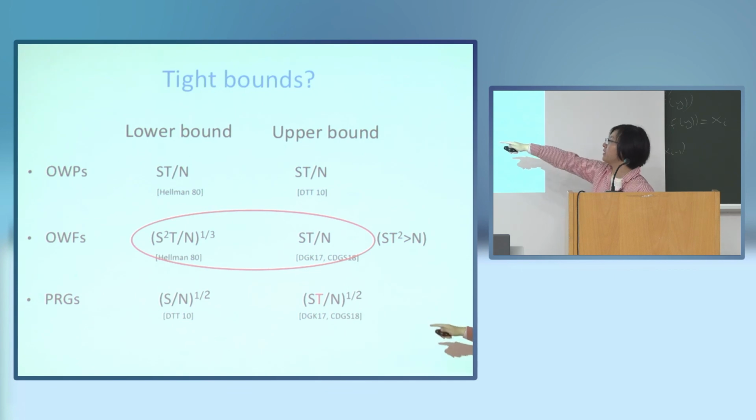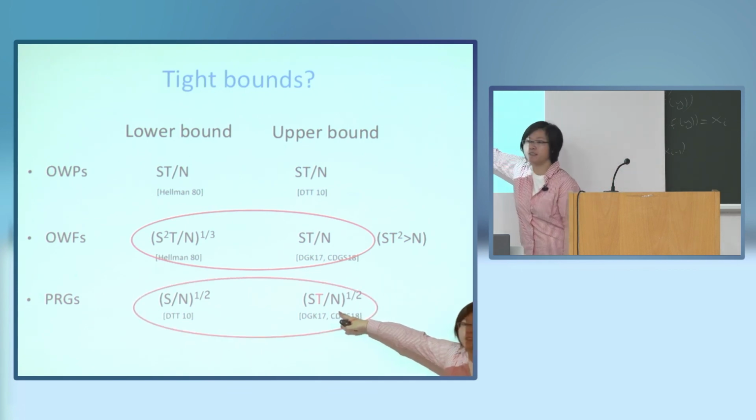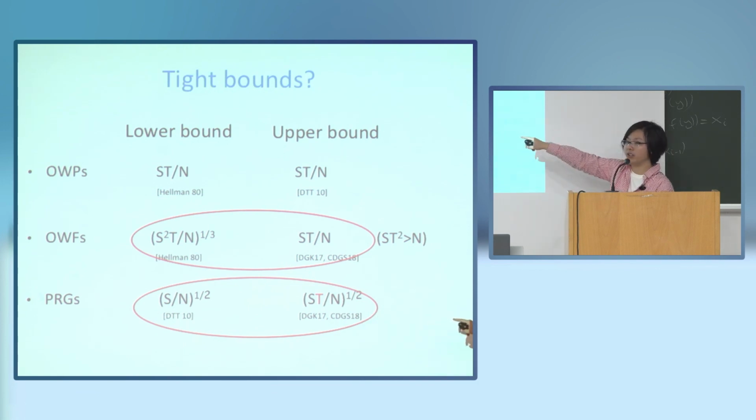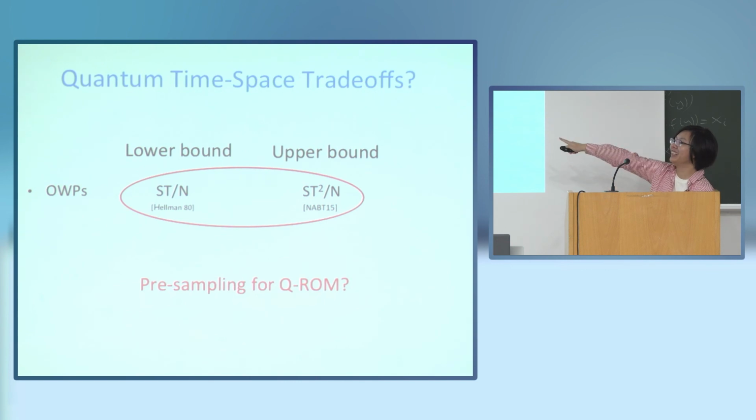And for PRGs, there's a question of whether the T is really necessary here. For the predicting game I showed you at the beginning of the talk, the T is there, it's tight. But for PRGs, we're not sure if T is necessary. So the second open problem is, can you come up with pre-sampling for the quantum random oracle? This would be cool.